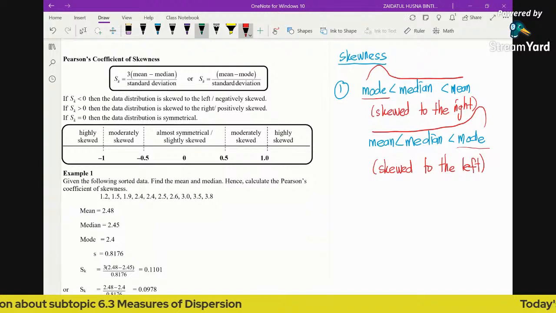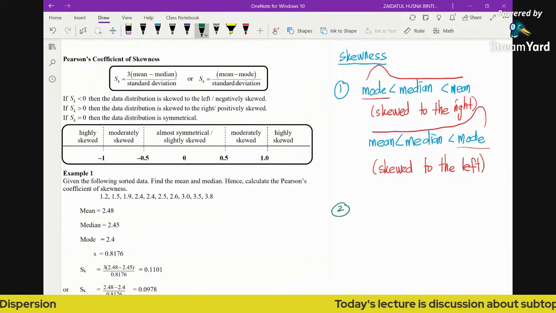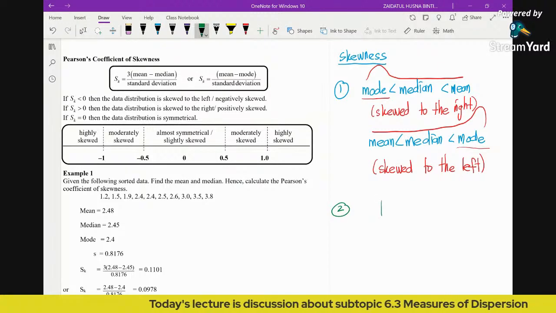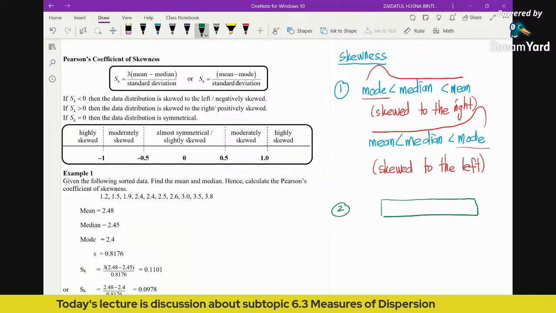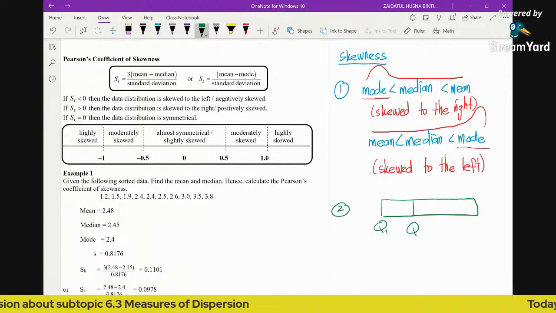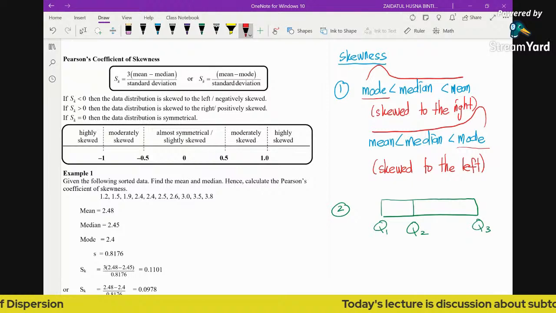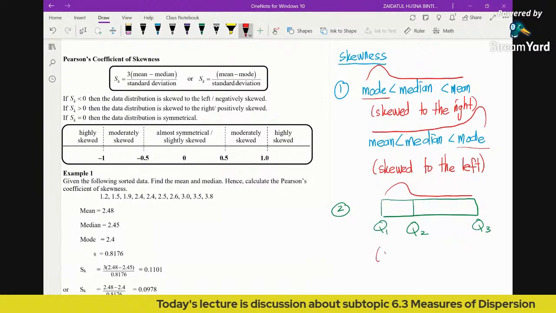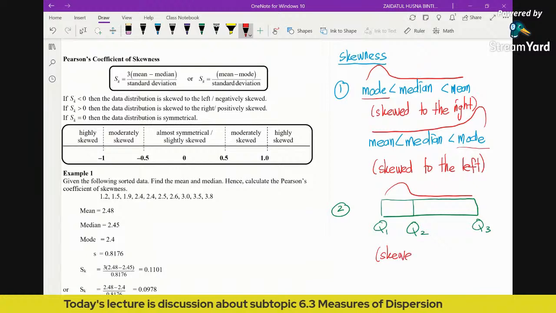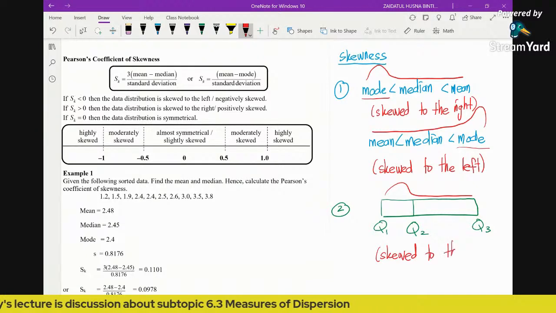Not only that, we also discussed how to find the skewness based on the box and whisker plot. For example, if you have your box here, represented by the values of Q1, Q2, and Q3, the peak will be at the smaller box, so we know that the data is skewed to the right.